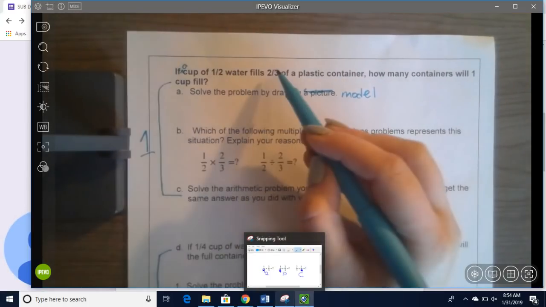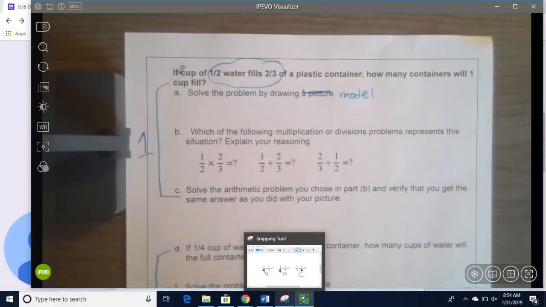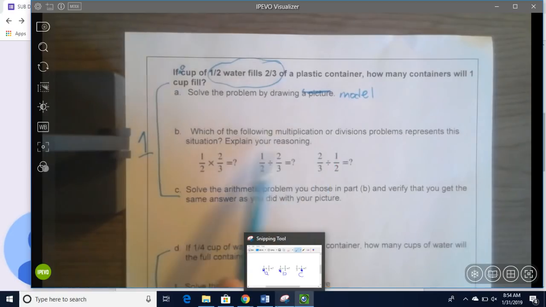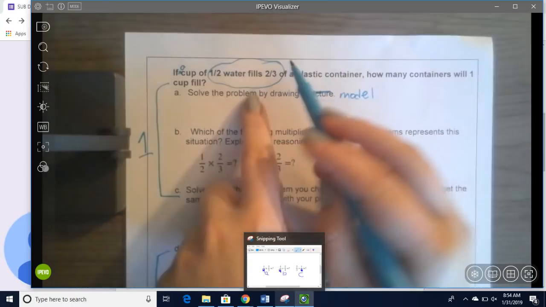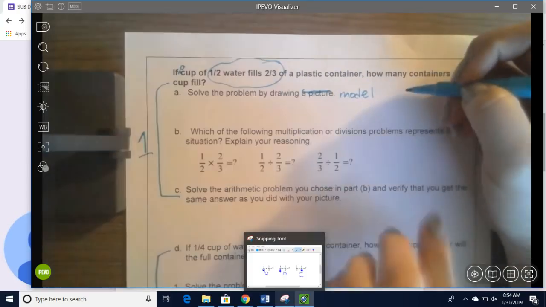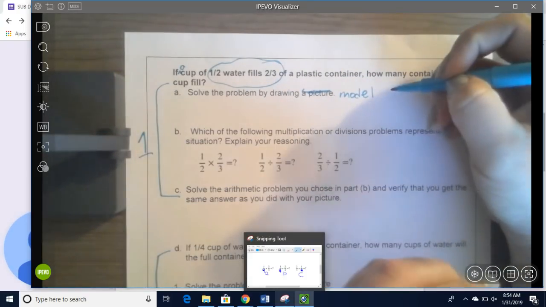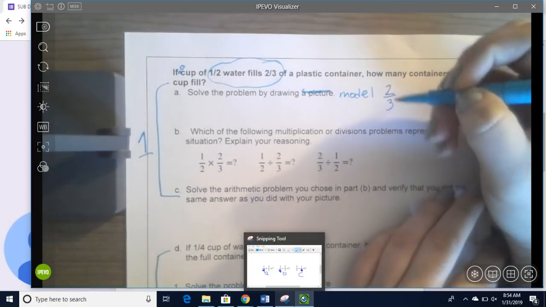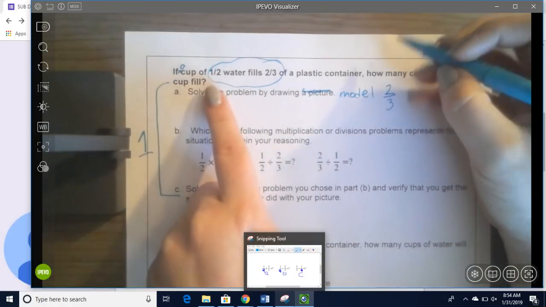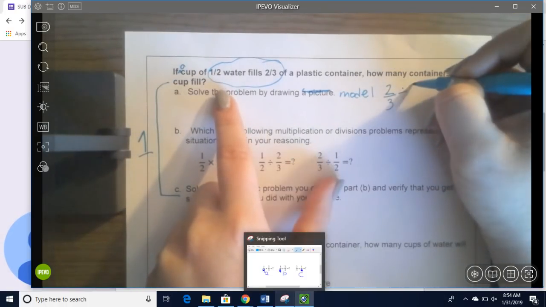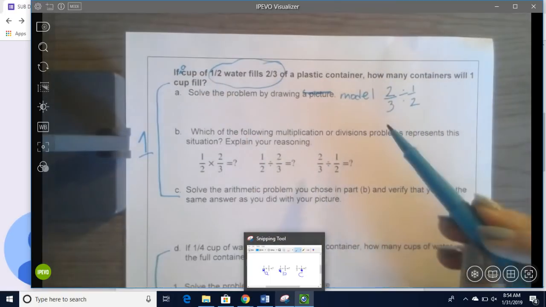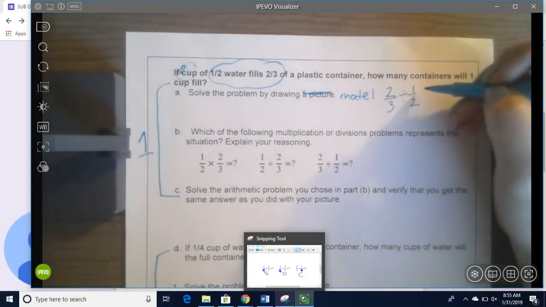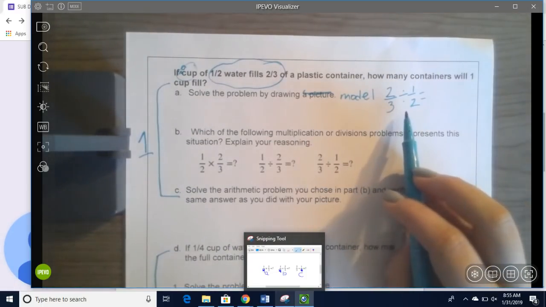So we have to think about what this is asking of us, okay? Well, if you look down here, which of the following multiplication or division problems represents the situation? So hopefully whatever we draw here will be one of these choices. If we're trying to fill up the 2/3 container, and we're trying to see how many times 1/2 can fit into there, we're going to be dividing by the 1/2, right? We're seeing how many 1/2 cups will fit into this 2/3 container, right? So that's the equation we're going to be looking for here in a second.